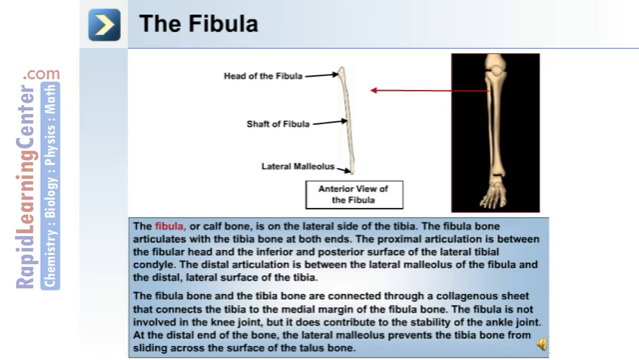The fibula bone and the tibia bone are connected through a collagenous sheet that connects the tibia to the medial margin of the fibula bone. The fibula is not involved in the knee joint, but it does contribute to the stability of the ankle joint. At the distal end of the bone, the lateral malleolus prevents the tibia bone from sliding across the surface of the talus bone.